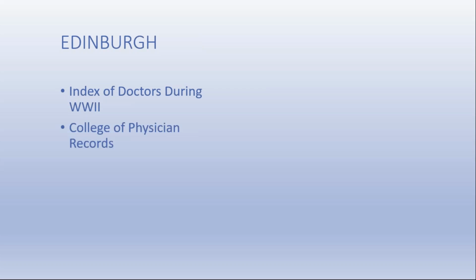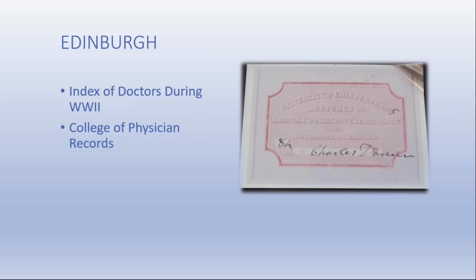So for instance, in unique collections, the University of Edinburgh has an index of doctors that were available during World War II, as well as the records of the College of Physicians. This record is intriguing to me, and it says the University of Edinburgh, this person attended lectures on anatomy and physiology and pathology. The teacher was Alexander Monro, who was the anatomist at that time. They took 8 hours of courses. This is in 1825, and the student is Charles Darwin.